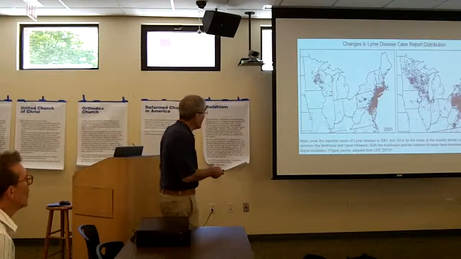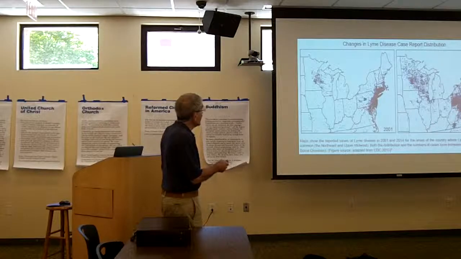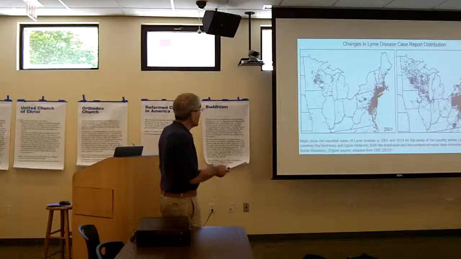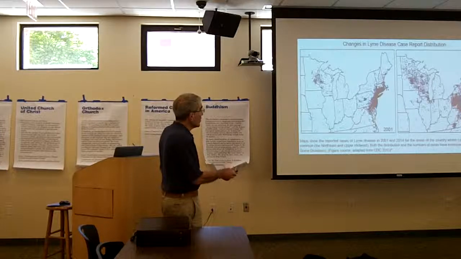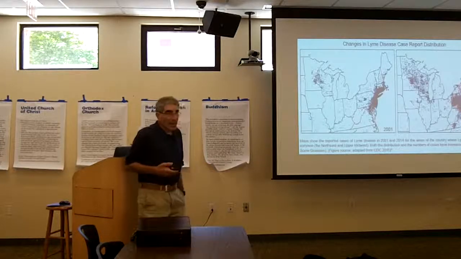But if you look at this map, the black dots in 2001 represent incidences of Lyme disease, and you see the change between 2001 and 2014. Every Pennsylvania county now has Lyme disease. If we had 2018 or 2019 on here, this whole area would be black.